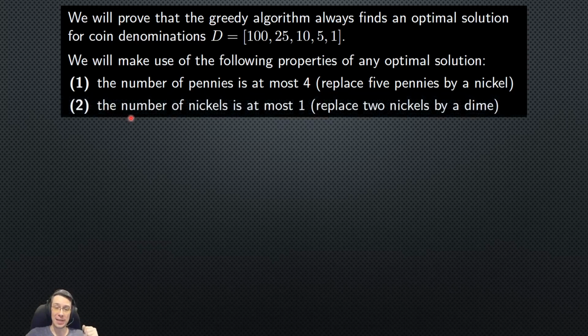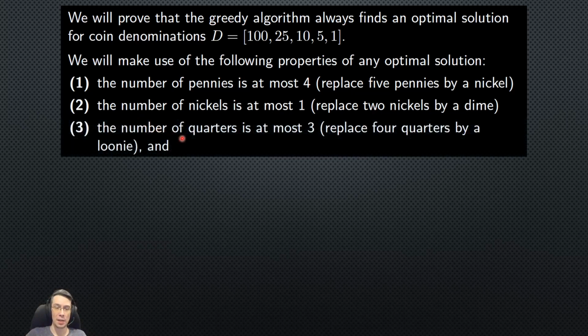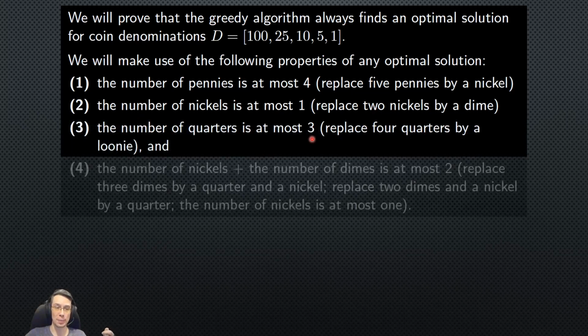Similarly, the number of nickels is at most 1. Because if you ever have 2 or more nickels in a quote-unquote optimal solution, you could replace 2 nickels by a dime and improve this supposedly optimal solution, which would be a contradiction. The number of quarters is at most 3 for a similar reason. You can just replace 4 quarters by a loonie.